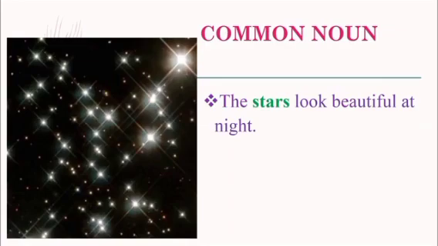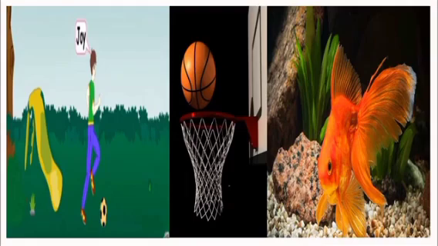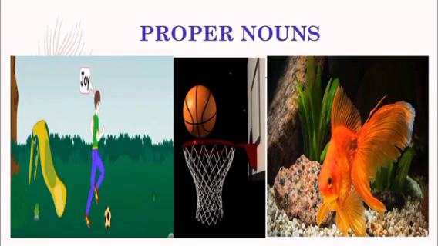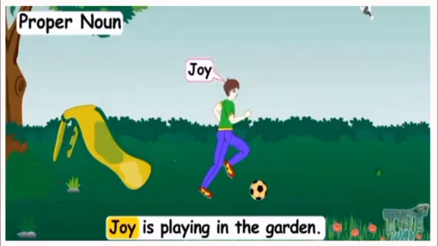Students, next, look at these pictures. Here we can see a boy, basketball, goldfish, right? These pictures are from which type? Yes, these pictures denote proper nouns. Students, now we are going to frame a sentence for each picture. Joy is playing in the garden. In this sentence, Joy is a proper noun.